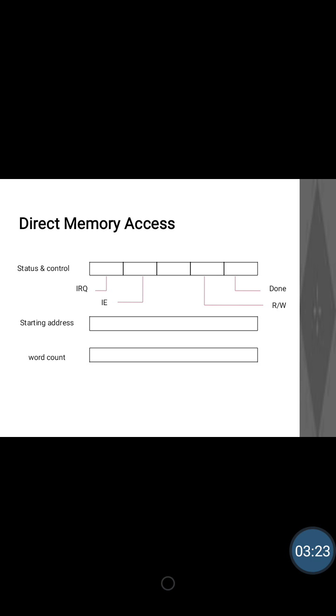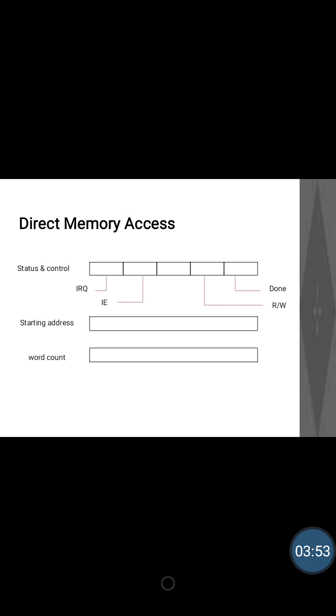Once it has done this, it also sends an interrupt request. Then the transfer starts. Assume a read operation: from the starting address it goes on reading until the word count becomes 0. If it wants to write the data, then all the data stored starting from the particular address will be taken and the transfer will be done until the word count becomes 0.